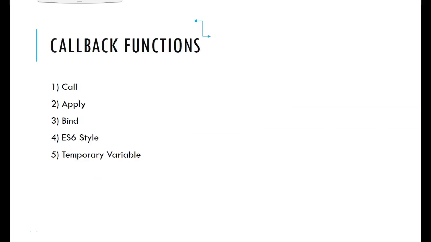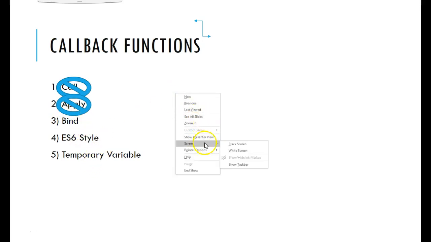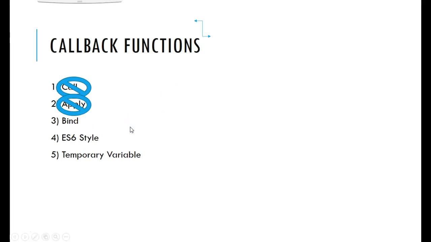So next will be the case of callback functions. In case of callback functions, how to access the parent context? You may think you can use all the methodologies similar to the inner function, but call and apply you cannot use, because that will call immediately. In the case of a callback function, we don't know when it will execute. So we are only left with the three methods: bind, ES6 style, and temporary variables. Call and apply you can't use in the case of callback functions, because they will execute immediately.